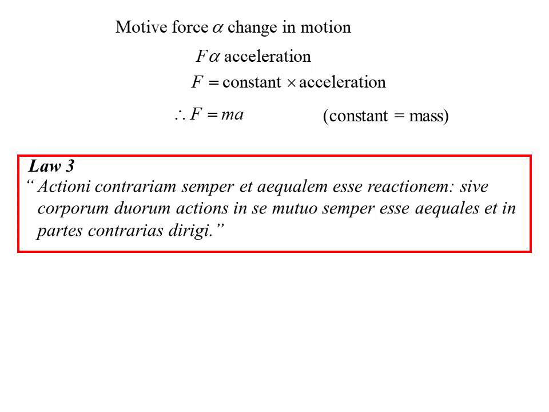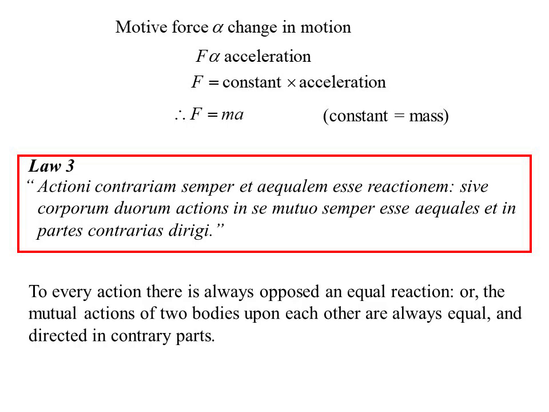And then the third one, probably one of the most misquoted of the laws, the actione contrarium. To every action there is always opposed an equal reaction, or the mutual action of two bodies upon each other are always equal and directed in contrary parts. It's often quoted as, to every action there's an equal and opposite reaction. That's how it gets summarised, but that's actually what it's saying.